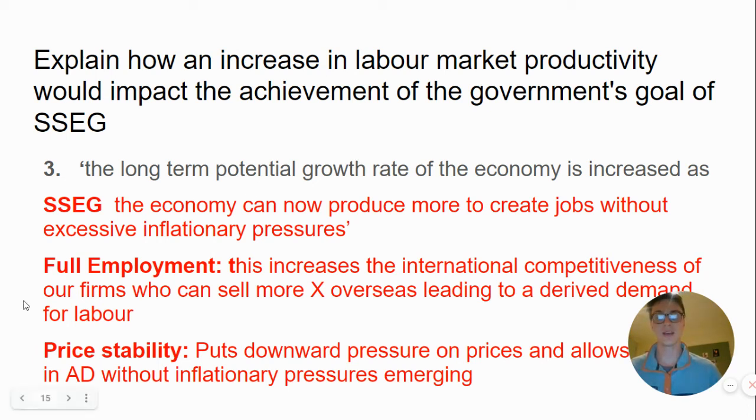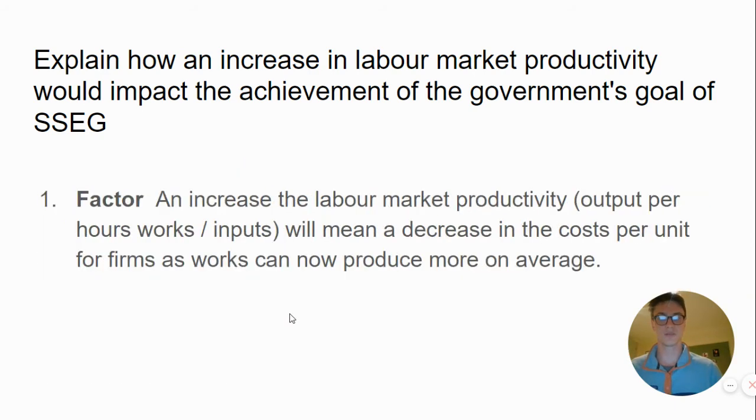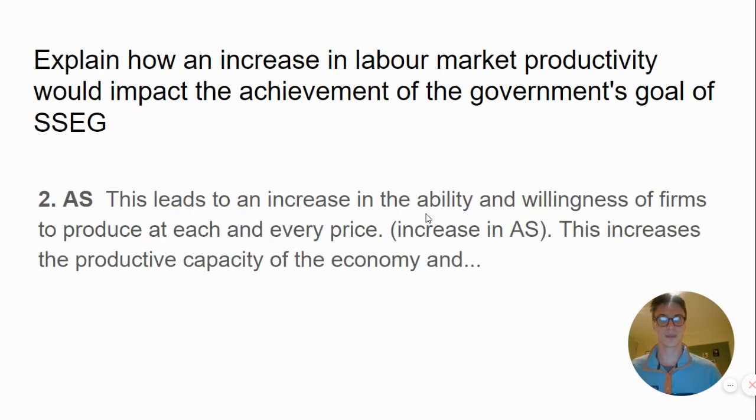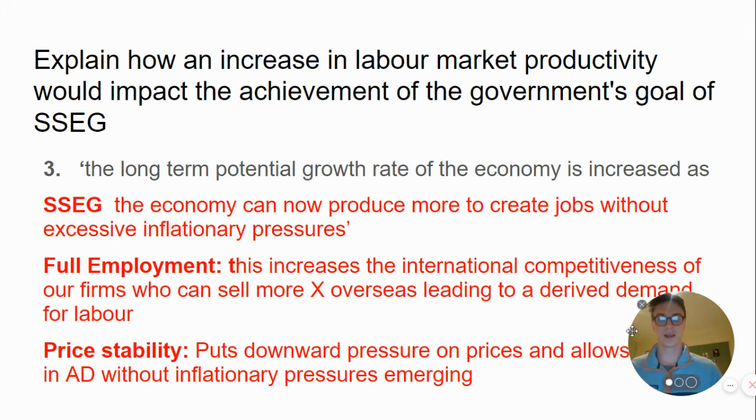So, depending on the goal that we're thinking about or the goal that we're going to answer, we would then say for strong and sustainable growth, we can produce more, we can create jobs without inflation. We need to produce enough to create jobs, but no inflation. For full employment, we're going to do something a little bit different. We're going to say it increases our international competitiveness, and it basically means that there's an expansion along the aggregate demand curve as the supply curve shifts to the right. If we go back here, we're going to say this movement here is going to be an increase in exports being sold overseas. For price stability, it puts downward pressure on prices and allows AD to grow without inflationary pressures emerging. So a little bit different for each one there.